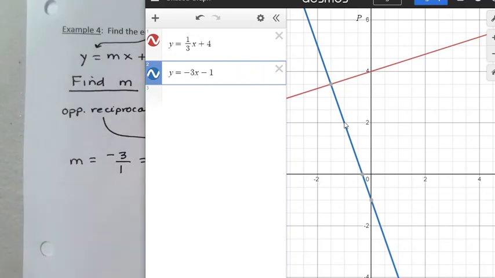So Desmos provides a really nice way to check some answers as well. You just have to make sure that you're thinking about your grid correctly so that you're seeing the geometric relationships that you want to see. All right, that brings us to the end of 2.4.